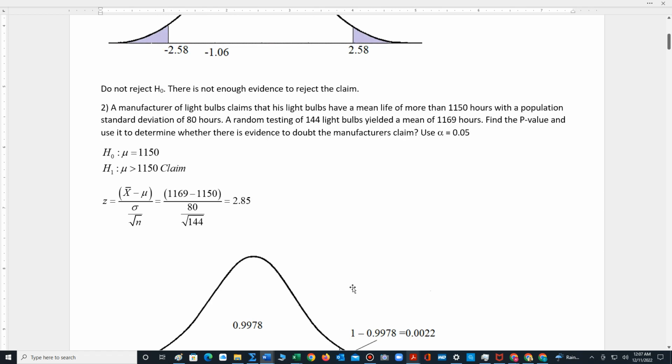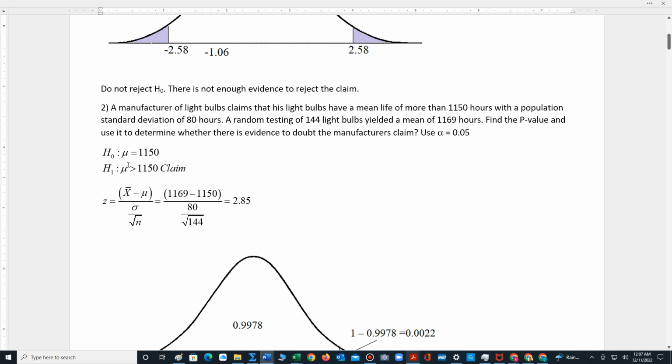Okay, number 2 says the following: a manufacturer of light bulbs claims that his light bulbs have a mean life of more than 1150 hours with a population standard deviation of 80 hours. A random testing of 144 light bulbs yielded a mean of 1169 hours. Find the p-value and use it to determine whether there is evidence to doubt the manufacturer's claim. Use alpha equal to 0.05.